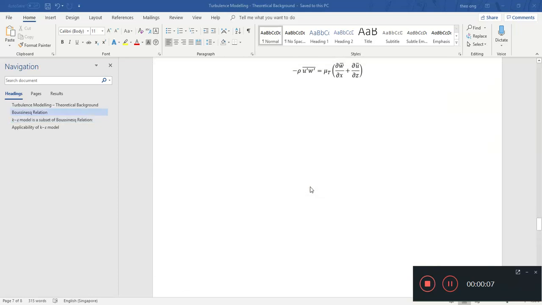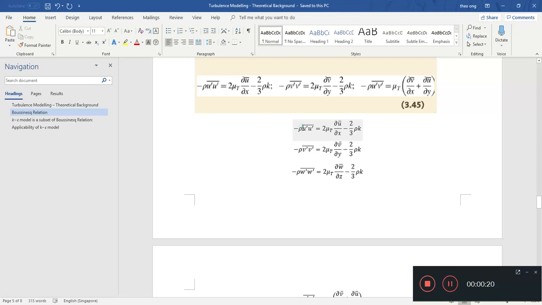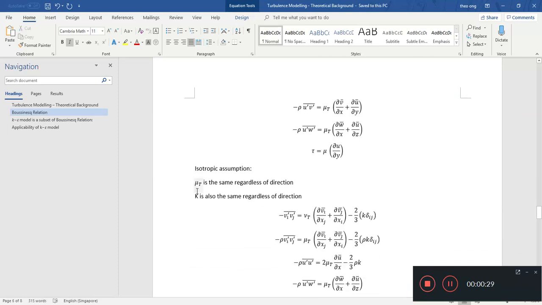So in the last video we talked about the Boussinesq relation, the isotropic assumption, and the Boussinesq equations. Of course, isotropic actually means that the turbulence, like u'u' in the x direction, v'v' in the y direction, w'w' in the z direction, these are all the same. That's what isotropic is about.